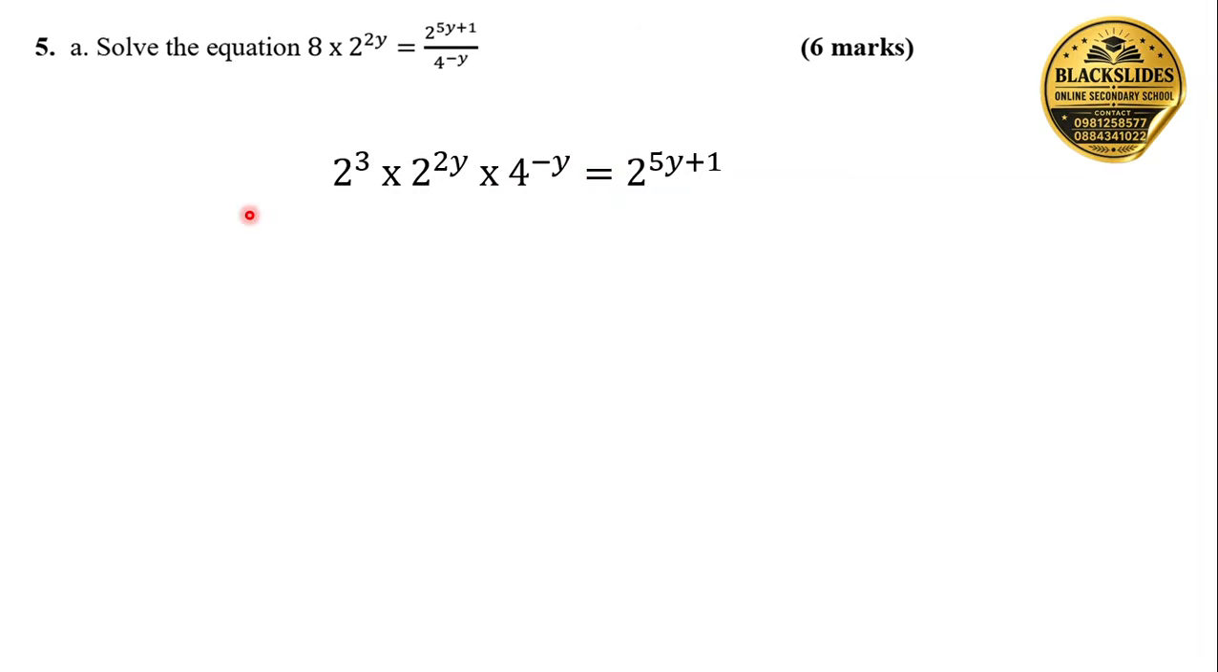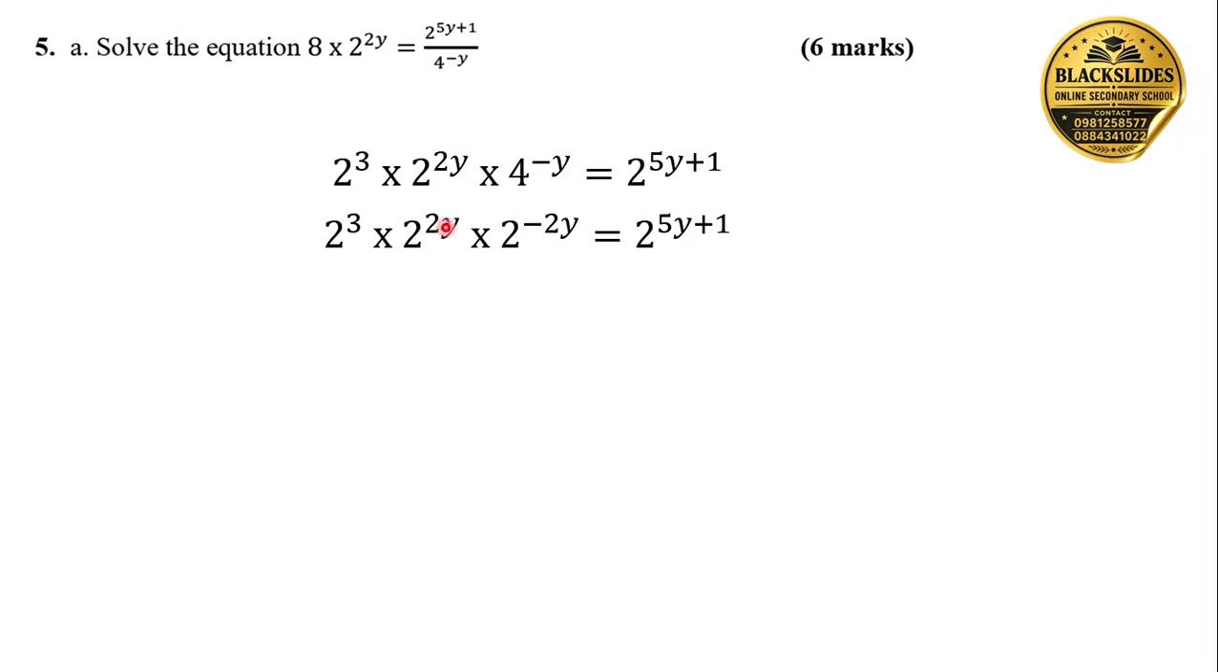So our job now is to write everything to the same base. So 4 is the same as 2 to the power 2. Then we bring this one down here, 2 to the 3, then 2 to the 2y, then 2 to the minus 2y. This is equal to 2 to the 5y plus 1. So we have 2's throughout.